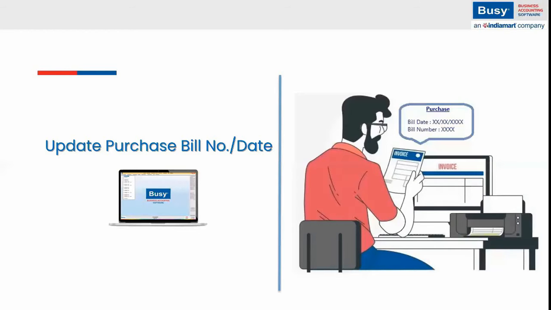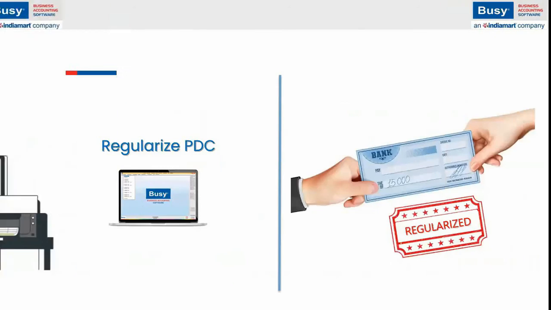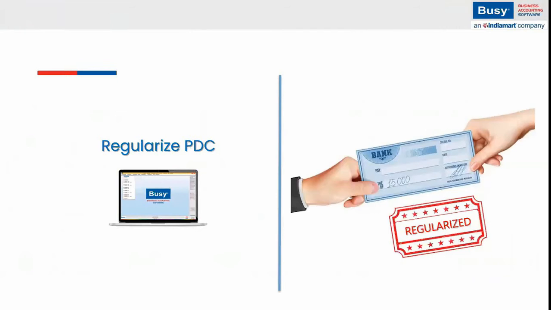Let us discuss some more utilities, something like regularize PDC, post dated checks. Everyone knows that. This utility appears only if you have enabled the post dated check feature. Otherwise it doesn't display. If you enable post dated checks in payment or receipt voucher under the administration menu, then it can be enabled. Got it? With this utility, you can regularize one or all PDC vouchers in a single click.